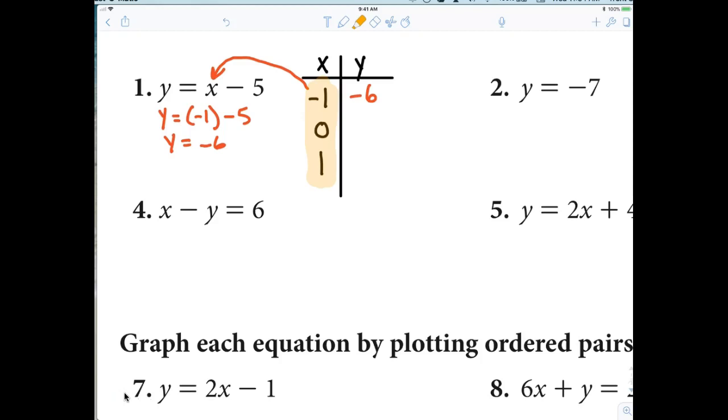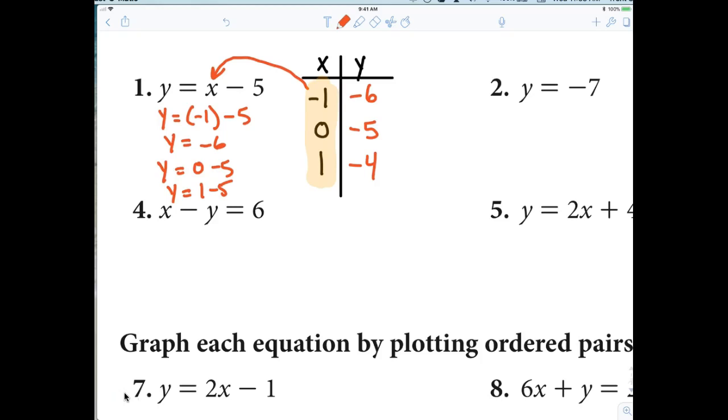Now, after I plug -1 in, I'm going to plug what in? Now I'm going to plug 0 in. Now it's coming back to you. So y equals 0 minus 5. What's 0 minus 5? Wow, some of you said 5. -5. Now I'm going to plug 1 in. y equals 1 minus 5. What's 1 minus 5? -4. All right? So those are the points that we would plot on our graph.